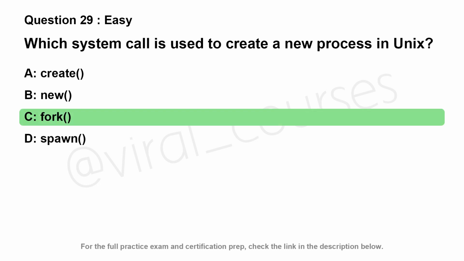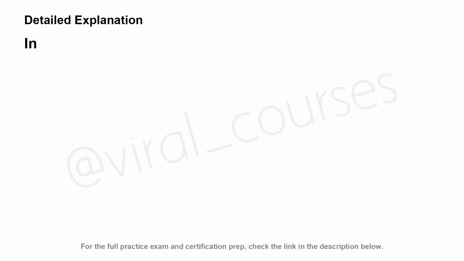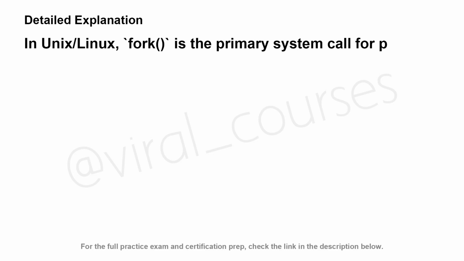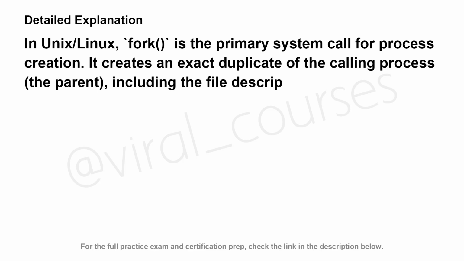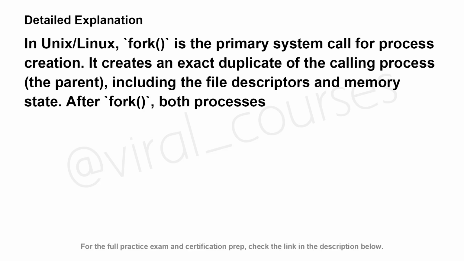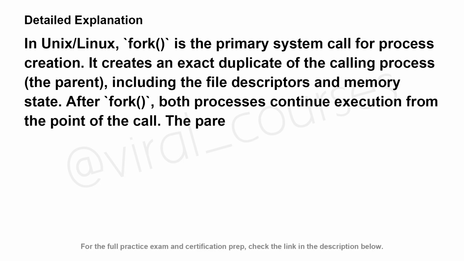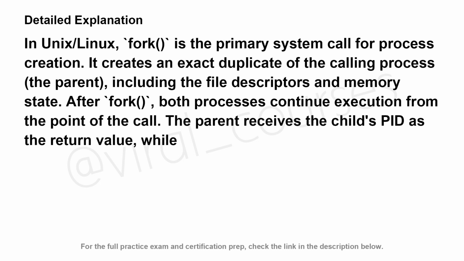The correct answer is C. In Unix, Linux, fork is the primary system call for process creation. It creates an exact duplicate of the calling process, the parent, including the file descriptors and memory state. After fork, both processes continue execution from the point of the call. The parent receives the child's PID as the return value, while the child receives 0.